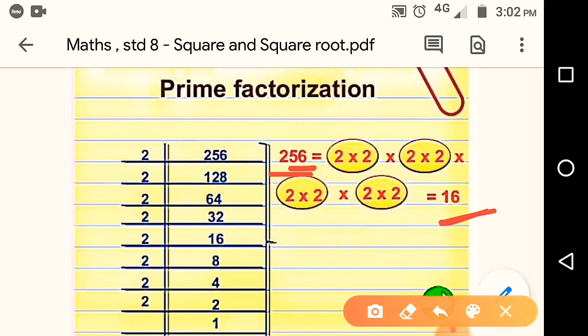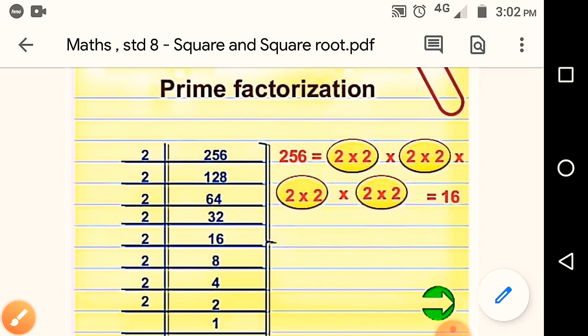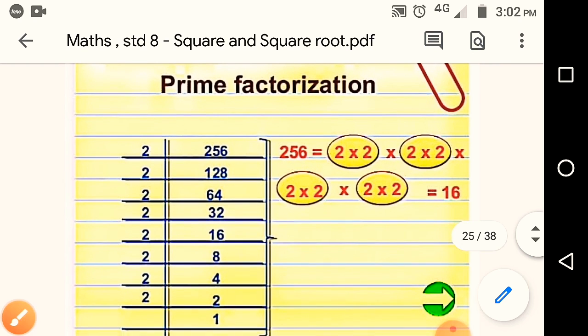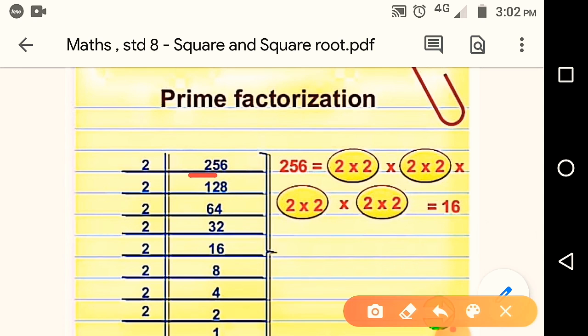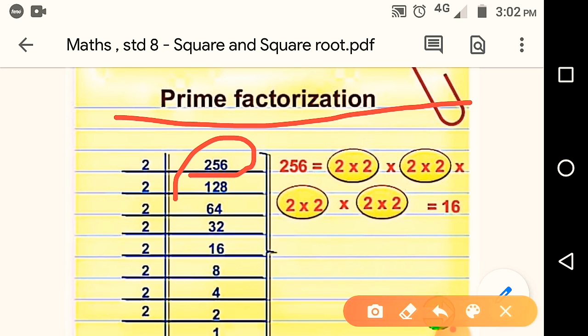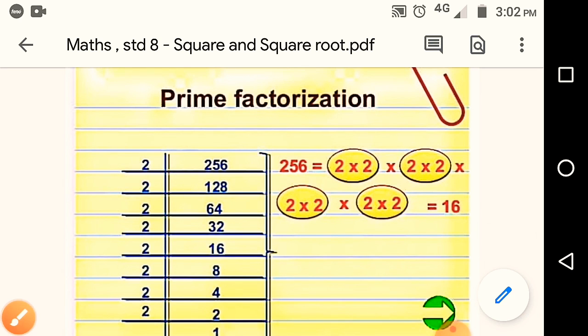So if there is any big number given to you, कोई भी बड़ा number दिया है, for example here it is 256, and if you want to find out that 256 is a square of which number, then we will use the prime factorization method, that we will see in more detail when we will do the textbook exercise.